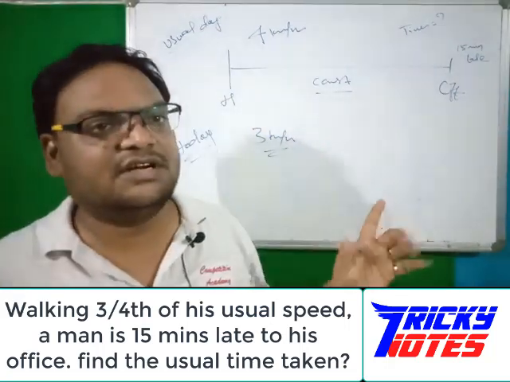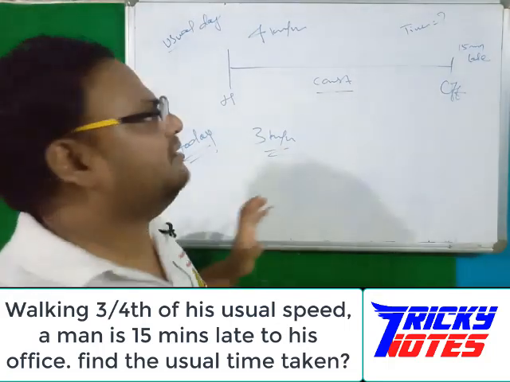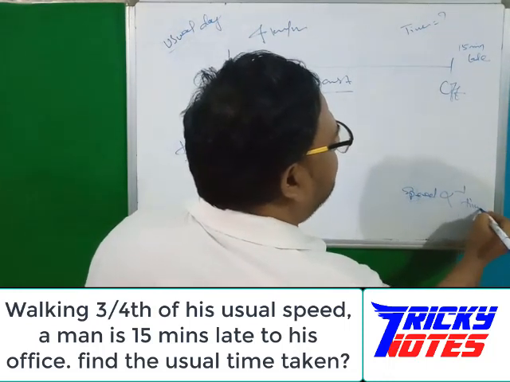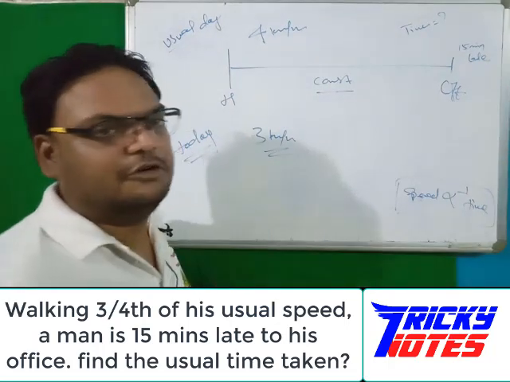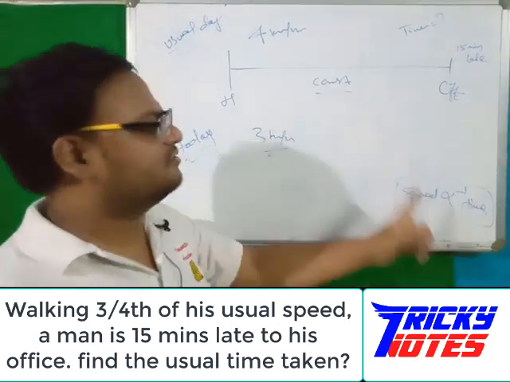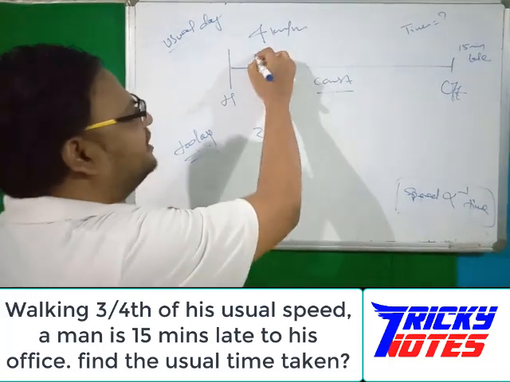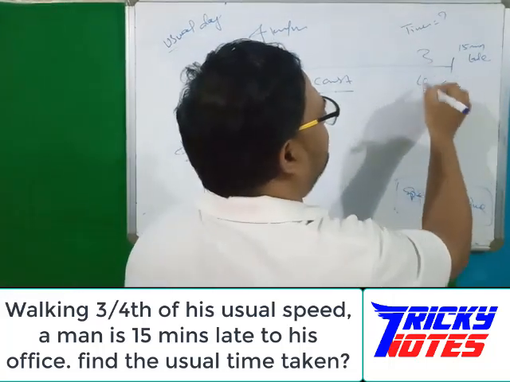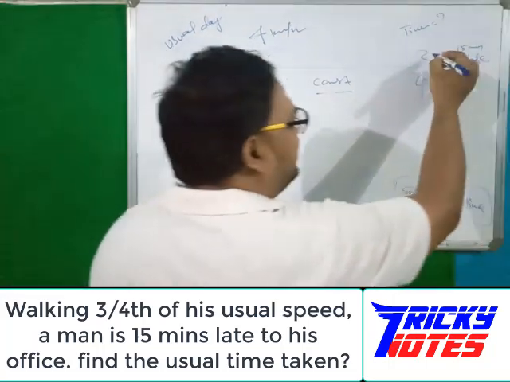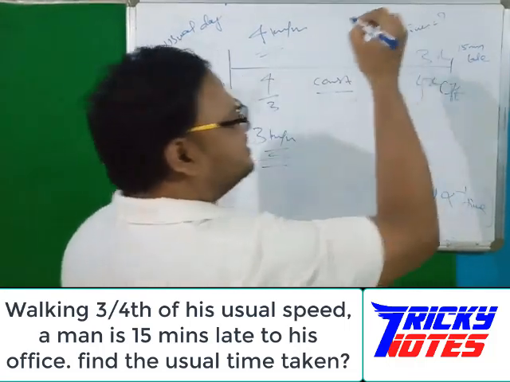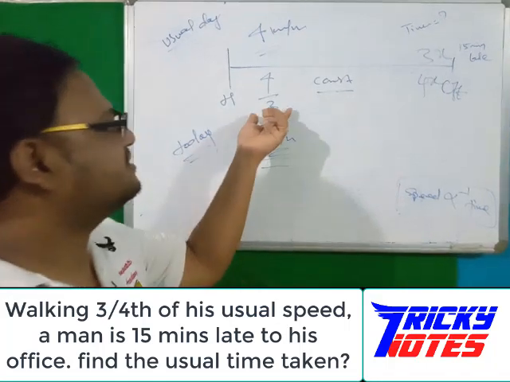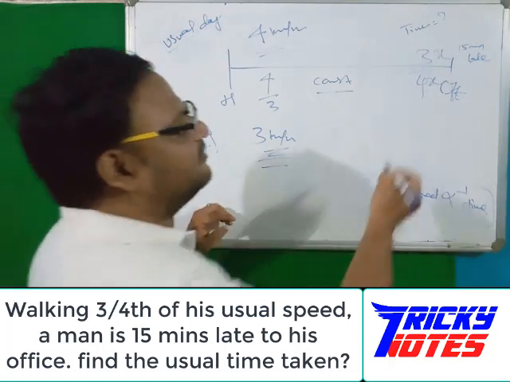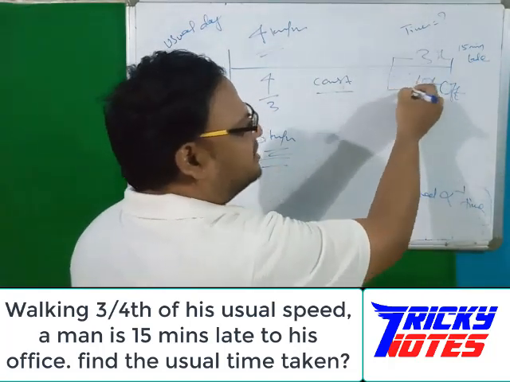When the distance is constant, the speed is inversely proportional to time. I'll put it here. Speed is inversely proportional to time. So we are going to use this rule today. So if the speed ratio is 4:3, the time ratio is 3:4. So now if every day he was taking 3x minutes, today he is taking 4x minutes, because the speed is decreased, the time is increased. Every day 3x minutes, today 4x minutes.